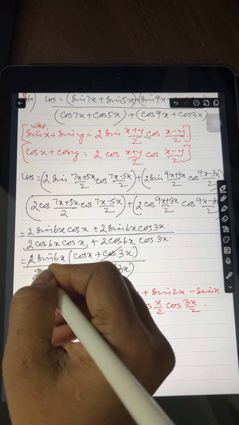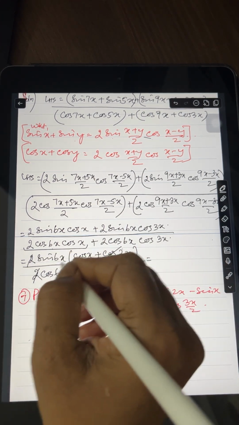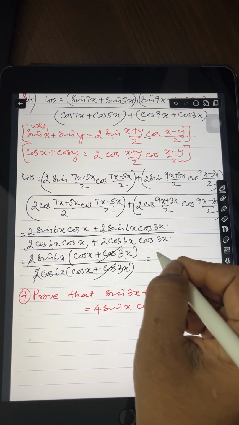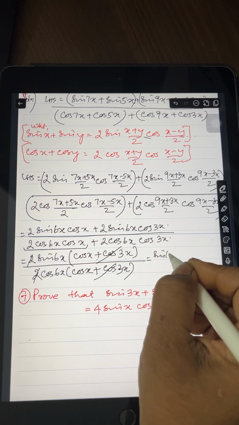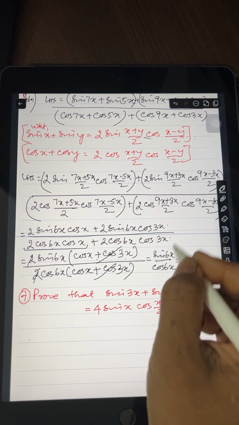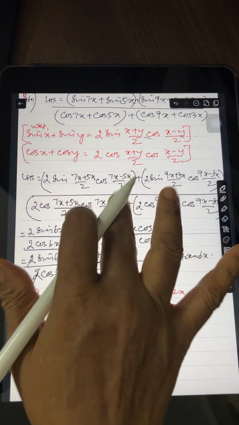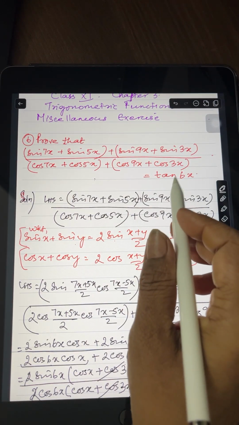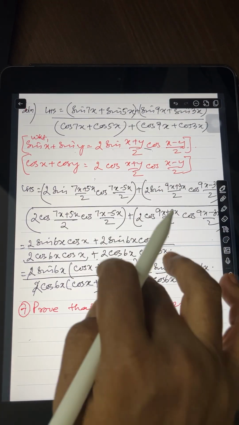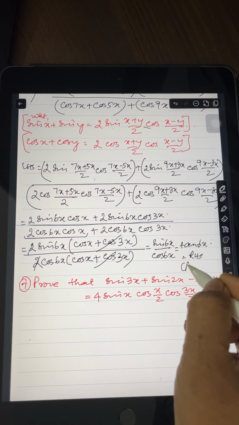Here 2, here 2. You can cancel all this. So now what is left is sin 6x by cos 6x. What is sin 6x by cos 6x? You can write it as tan 6x. What was your RHS? RHS is tan 6x. So it is proved, LHS is equal to RHS. Proved.